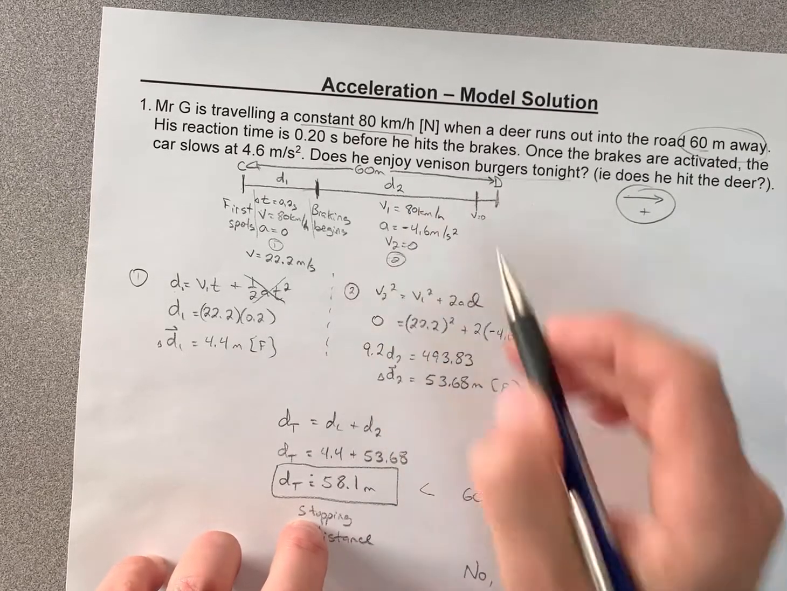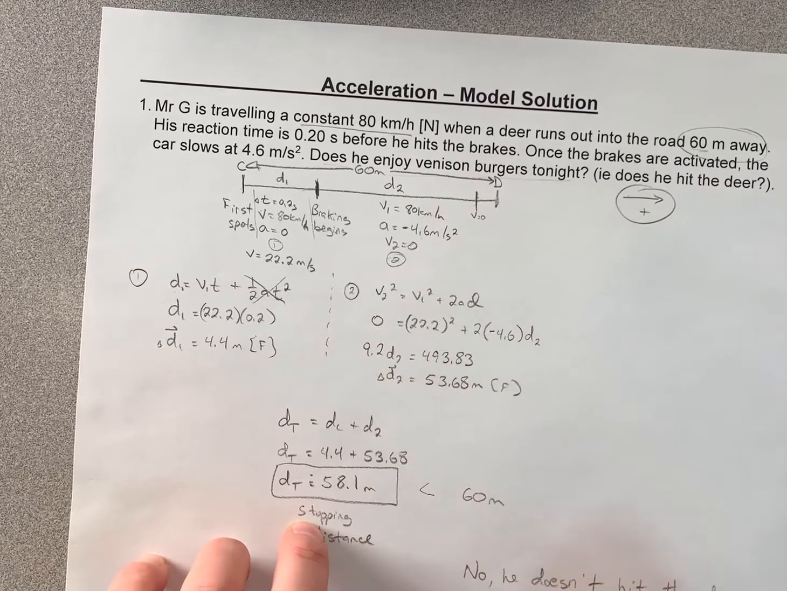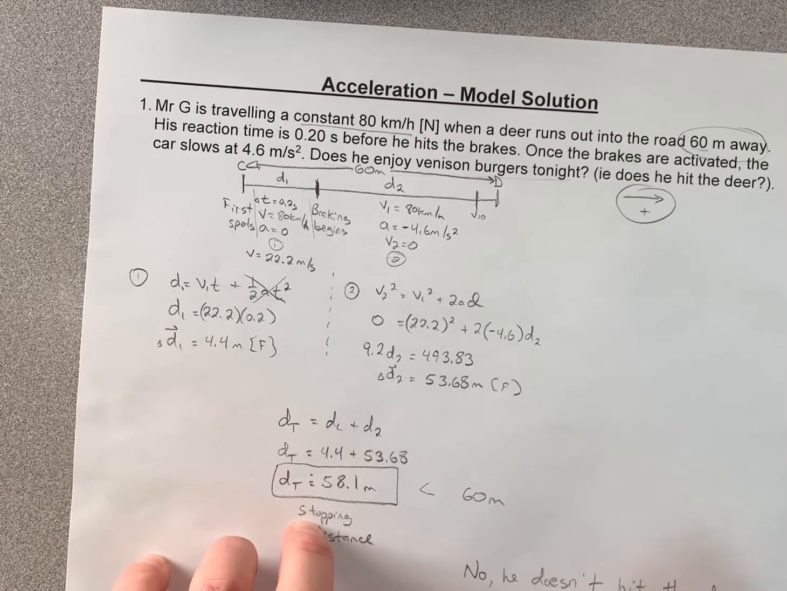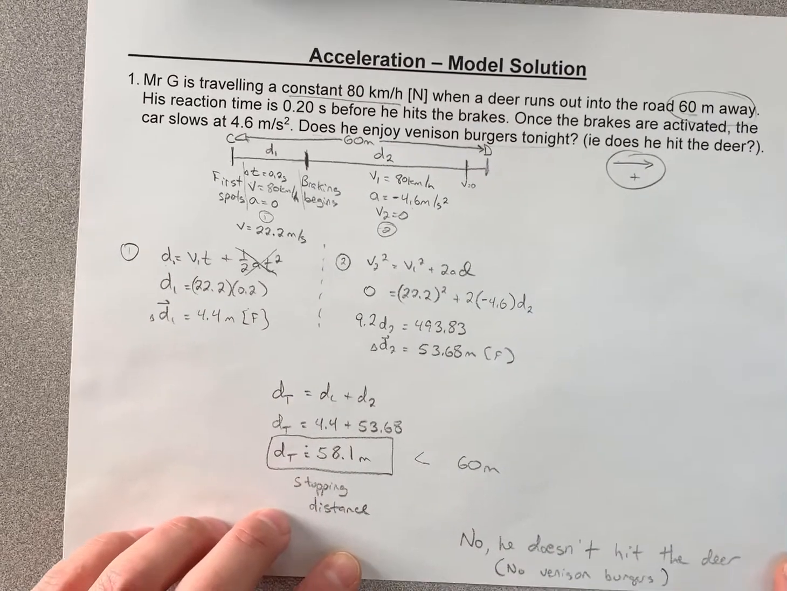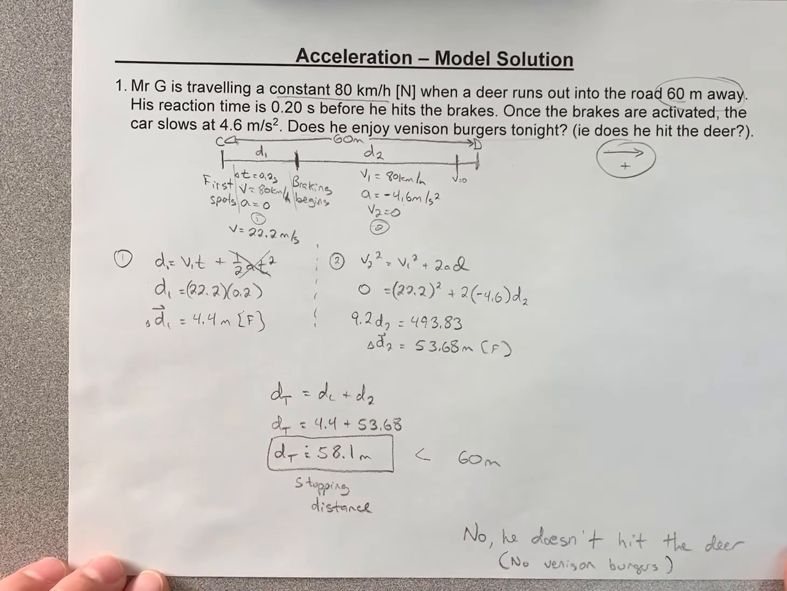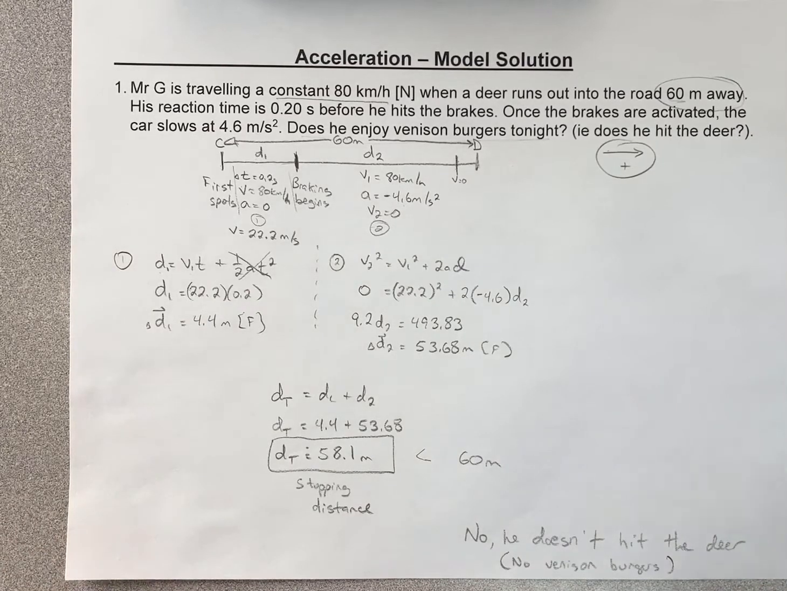And if you really wanted to, the question is being a little bit cheeky here, but no venison burgers. Venison is deer burgers. No venison burgers tonight. To make sure we've actually answered the question, there we go, on the screen. And there's our solution.